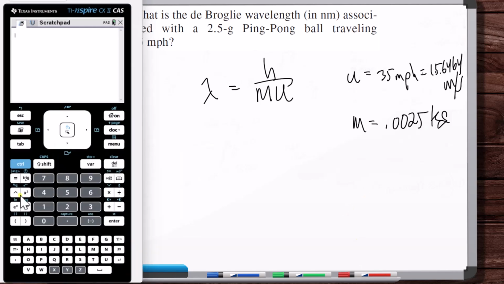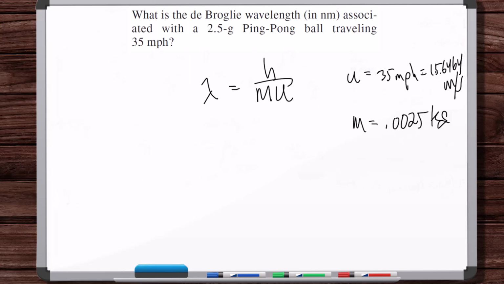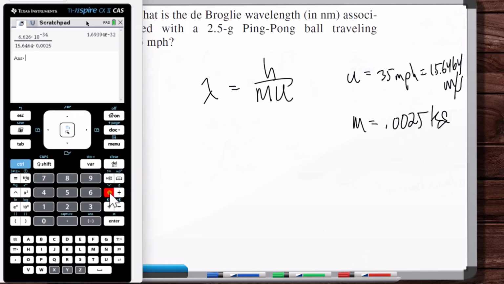So we've got 6.626 times 10 to the minus 34 divided by 15.6464 times 0.0025. That's 1.69 times 10 to the minus 32. Oh, well, let's do that in nanometers, so times 10 to the 9th. 1.69 times 10 to the minus 23.